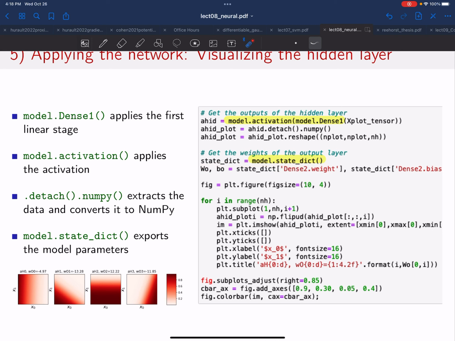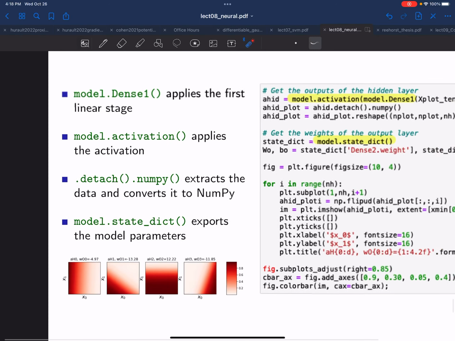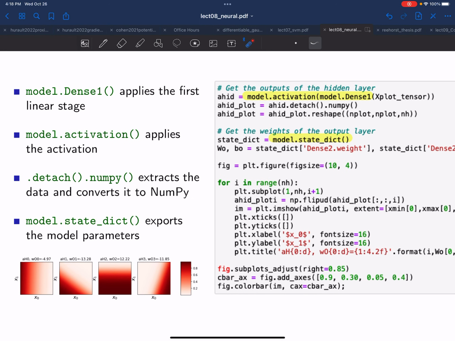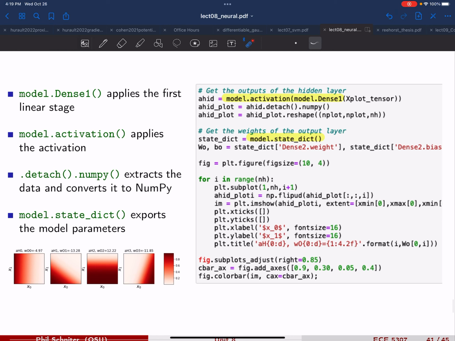Why was dense 2 weight up there? We ran it through dense 1 to get these pictures, and then in the subplot titles, we're plotting the output weights. So we're trying to get these numbers out of the network. Because together they explain what happens in the end. So that's why we got dense 2 weight. We didn't really need to get dense 2 bias out, but they come together. So we're just showing how you can get both of them.